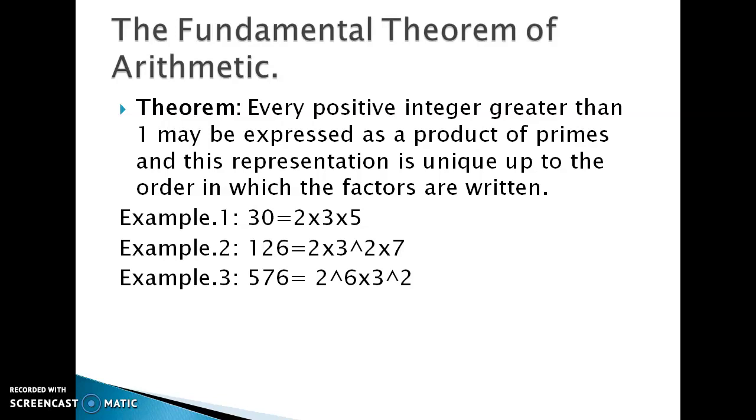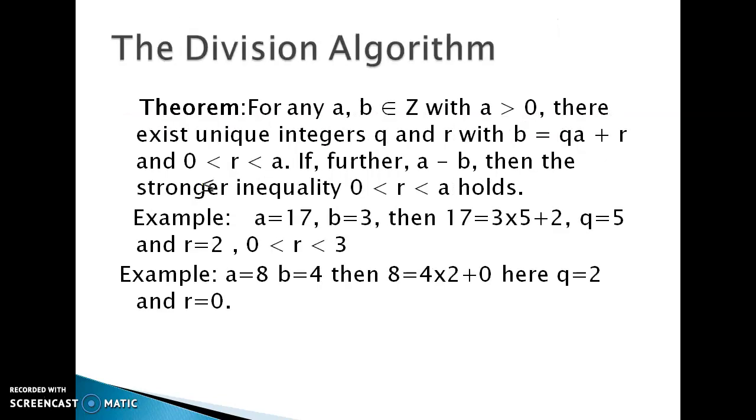Similarly, I have quoted 2 more examples, that is 126, which can be written as 2 into 3 square into 7. And example 3 which I have written is 576, that can be written as 2 to the power 6 into 3 to the power 2. And this sort of representation we call a canonical form of a number.